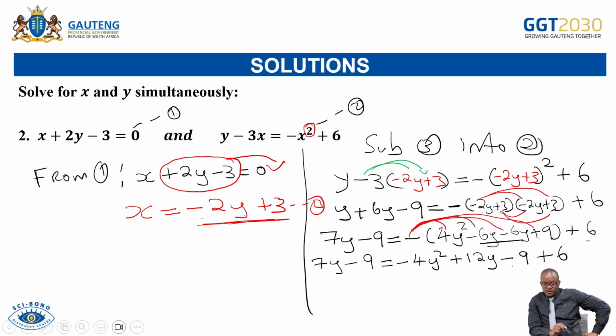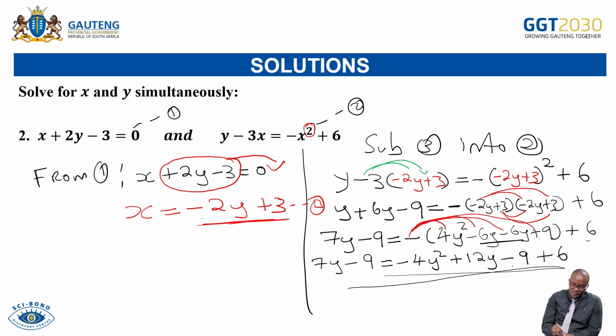Most of the time we'll find that learners will lose marks where you need to simplify, where you are multiplying, removing the bracket, adding the like terms, transposing. That's where most of the learners will make mistakes.